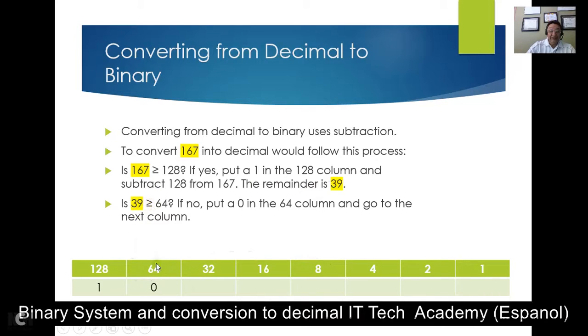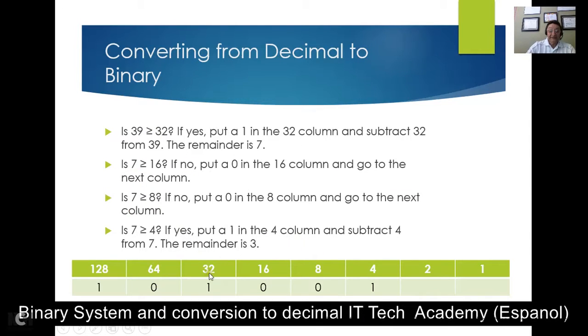39 greater or equal than 64? The answer is 0. It's false. 39 is not greater or equal than 64, so we put a 0 here. And then we continue to the next column, checking that value. Is 39 greater or equal than 32? And the answer is true. So we just do the math. 39 minus 32 is equal to 7, and we put the 1 here.